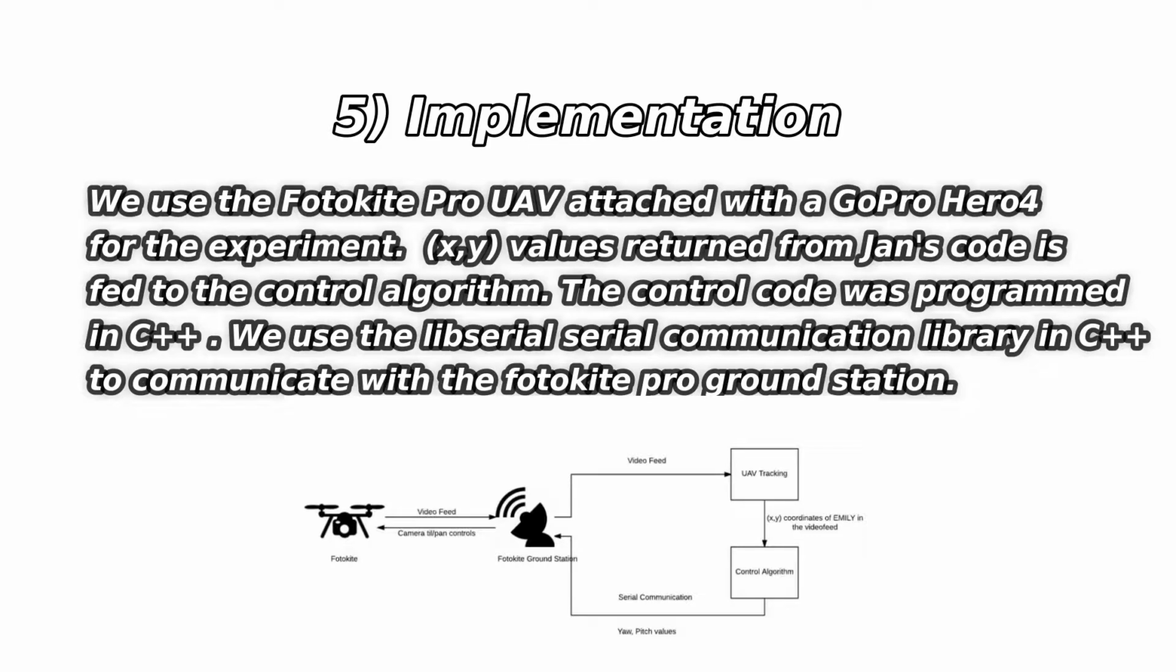A Photokite Pro UAV with a gimbal-equipped GoPro camera was used. The X and Y values generated by Yarn's code were fed to the control algorithm. The generated signals are sent to the Photokite using a libserial C++ library.